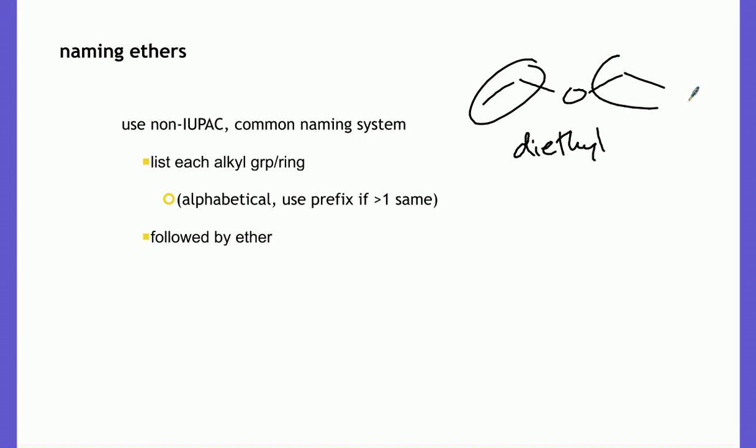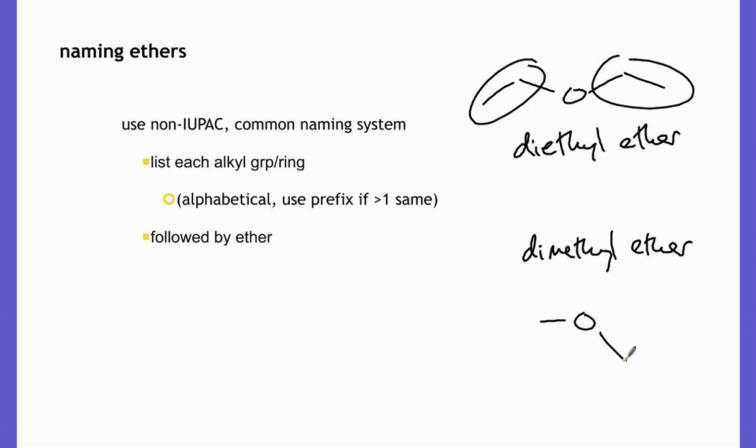Essentially, I have 2 ethyl groups attached to that oxygen. So ether is just the name that I'm going to use at the end. It's a diethyl ether because I have 2 ethyls attached. Otherwise, I could also have a dimethyl ether, right, which would just have 1 carbon attached on each side of that oxygen. So pretty simple, pretty easy.